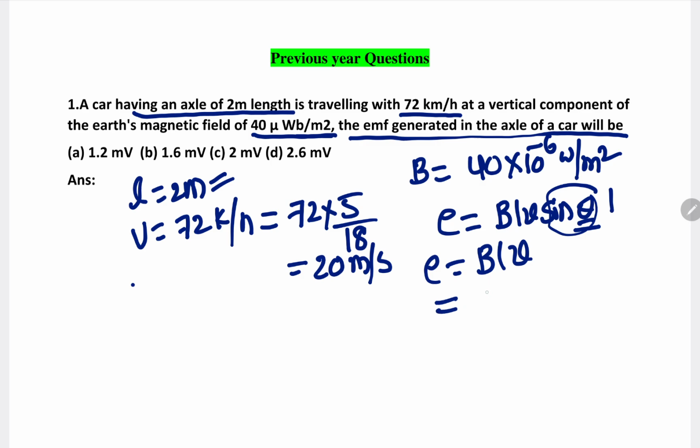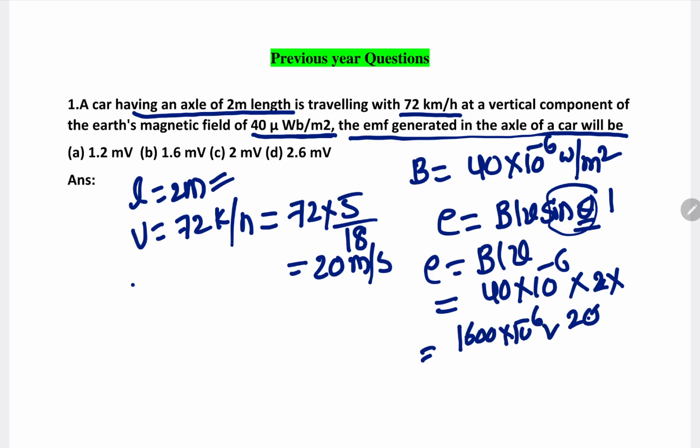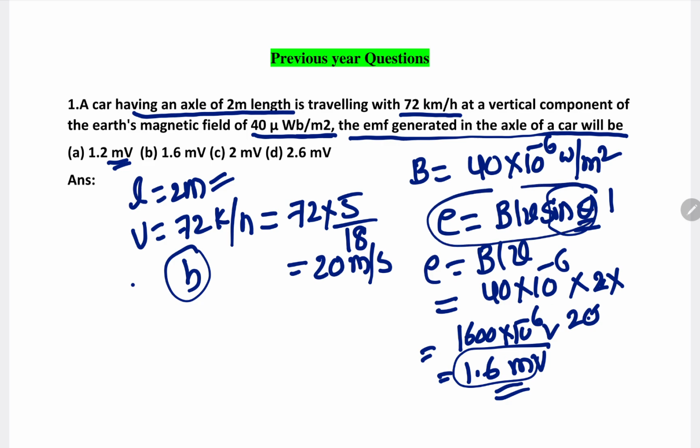So what is the B value? Flux density 40 into 10 to the power of minus 6, and length is 2 meters and velocity is 20. So 2 into 20 becomes 40. 40 into 40 becomes 1600 into 10 to the power of minus 6 volts, or we can say 1.6 millivolts. As the options are given in millivolts, I have converted into millivolts. 1.6 millivolts. Answer is B. So remember this formula, E is equal to BLV sin theta. Make sure that you convert all the terms in the same units.